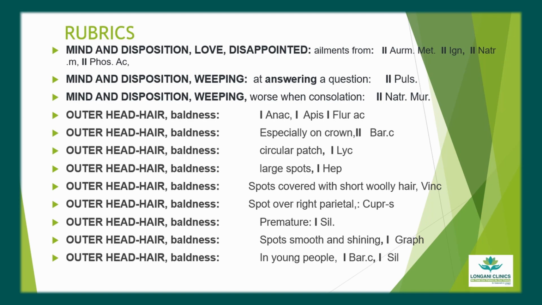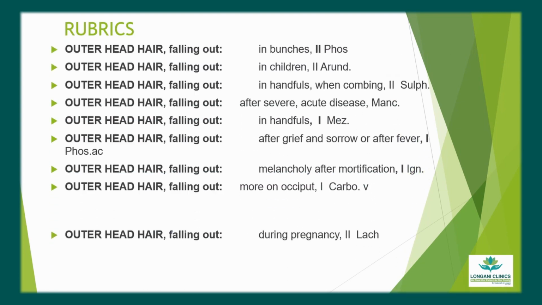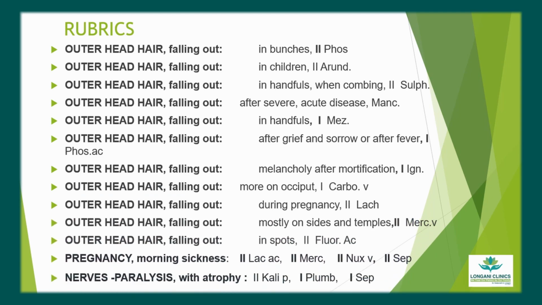Hair baldness, spots smooth and shining. The drug mentioned is graphites. Hair baldness in young people. The drugs mentioned are baryta carb, silicea. Outer head, hair falling out in bunches. The drug mentioned is phosphorus. Hair falling out in children, arundo. Hair falling out in handfuls when combing. The drug mentioned is sulfur. Hair falling out after severe acute illness, mancinella.